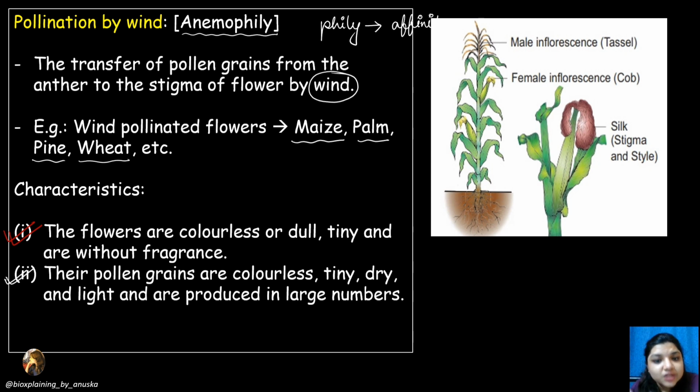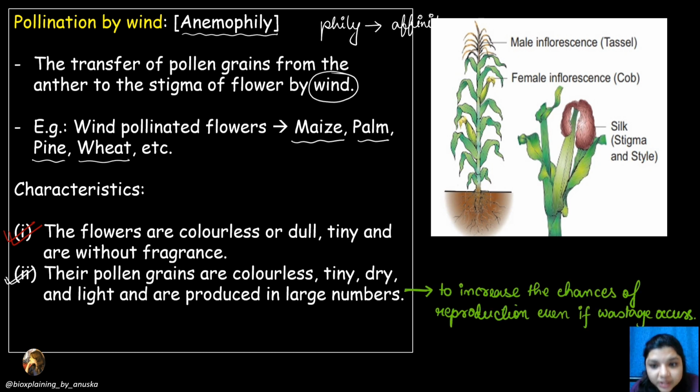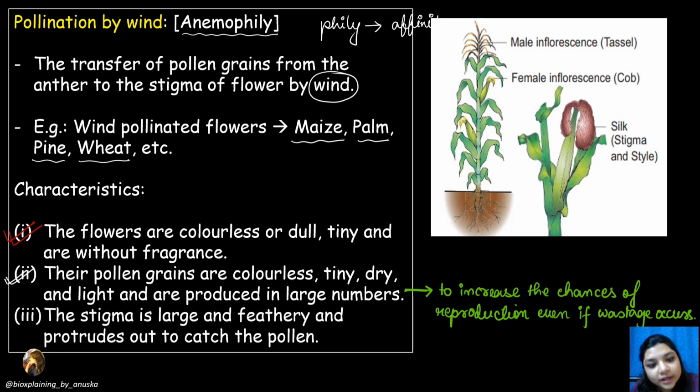So can you understand why the pollens are produced in large numbers? We've been discussing this over and over again, that in case of cross-pollination, there are chances of wastage. So even if wastage occurs, to increase the chances of pollination and fertilization, these flowers produce pollen in abundance. And the third characteristic of such flowers is the stigma is large and feathery, and they protrude out of the flower so that they can easily catch the pollen grains when they are flowing through the wind.